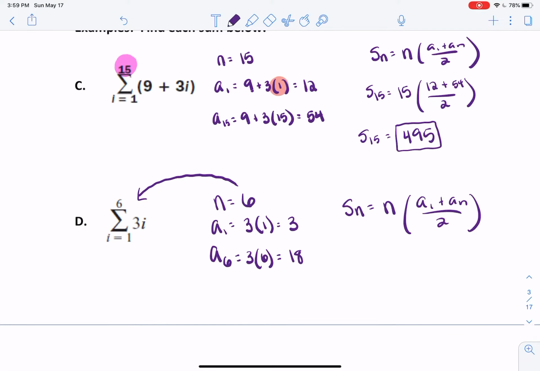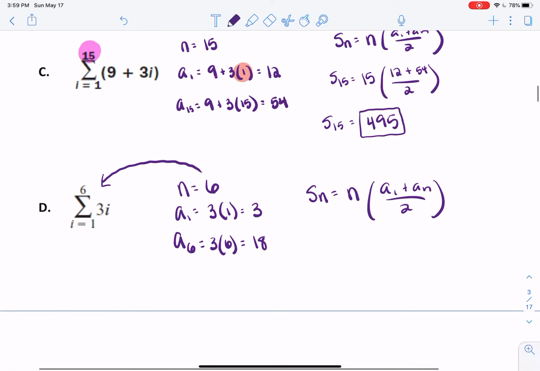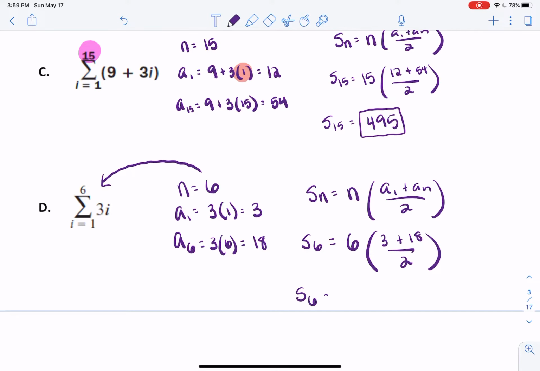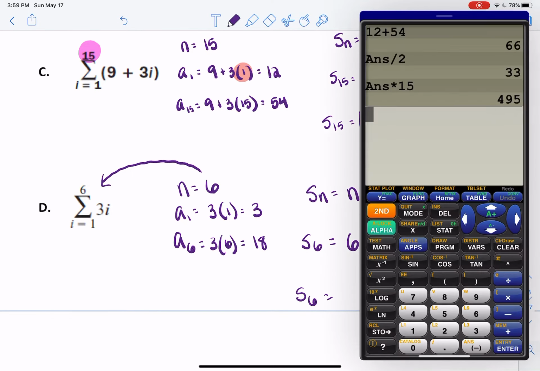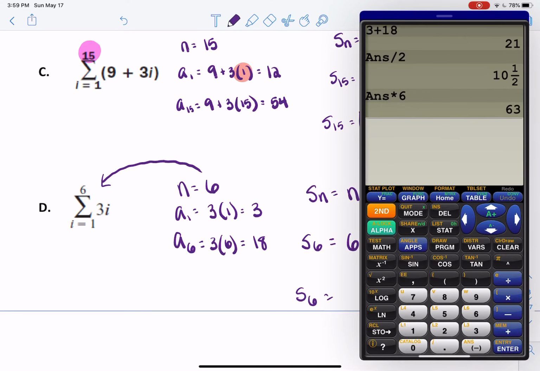So now we can plug everything in. So the sum of our 6 terms. And if you forget to do like the S6 or like the S15 up here, I mean, it's not like the end of the world. It's just like how we would write it. And then we've got 6 times 3 plus 18 divided by 2. So we've got 3 plus 18 divided by 2, and then that was times 6. So we've got an answer of 63.